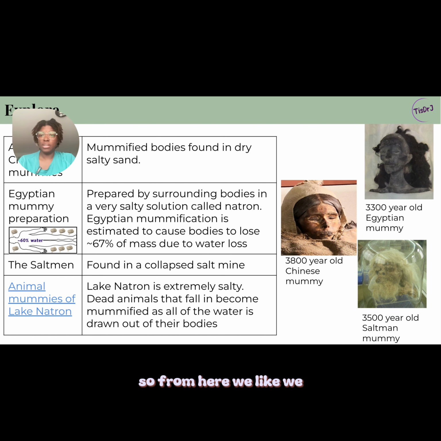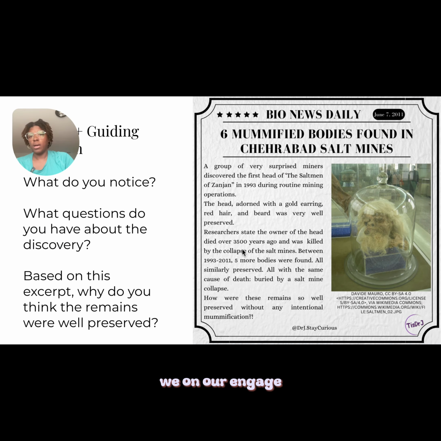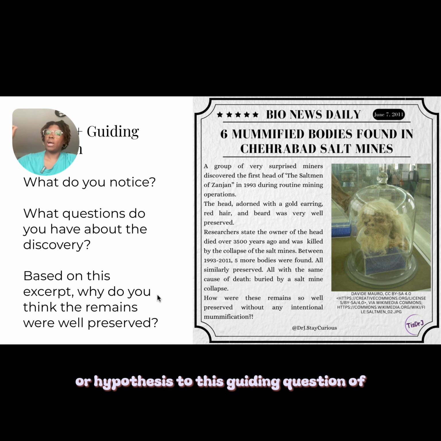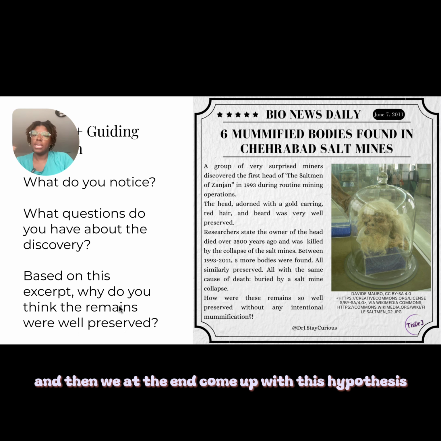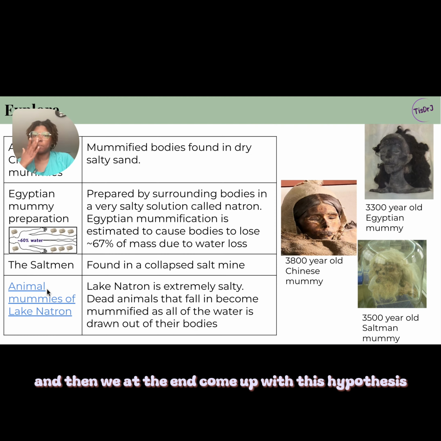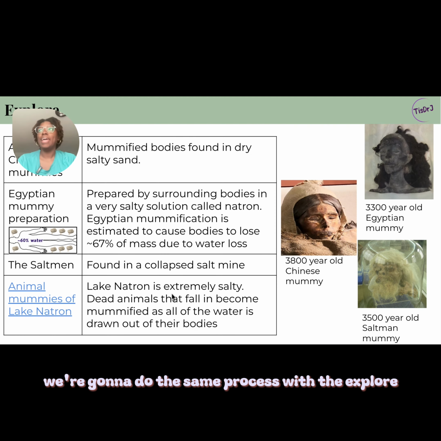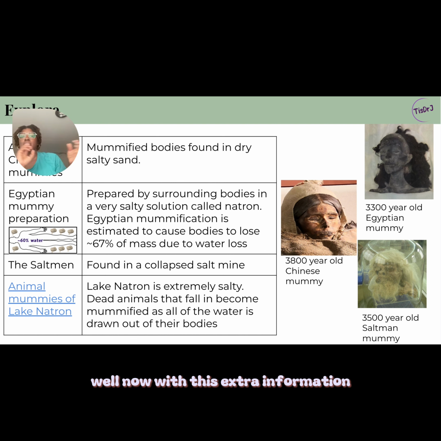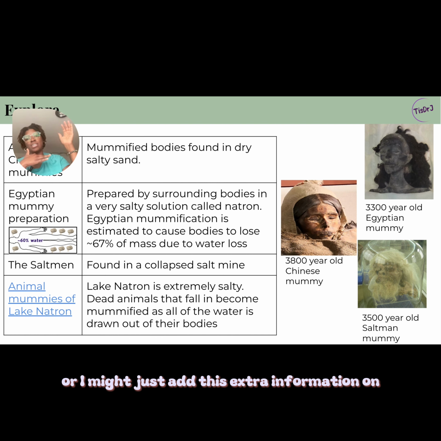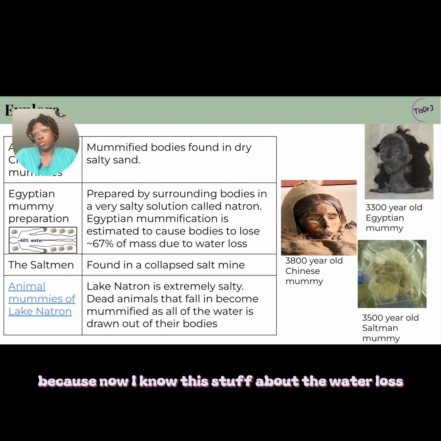So from here, on our Engage we came up with sort of a claim or a hypothesis to this guiding question of how are these remains so well preserved, right? We did a lot of thinking and wonderings, and then at the end we come up with this hypothesis. We're going to do the same process with the Explore. And at the end of the Explore, we're going to go back and revise our hypothesis and say, well, now with this extra information, maybe I might change my hypothesis or I might just add this extra information on because now I know the stuff about the water loss.